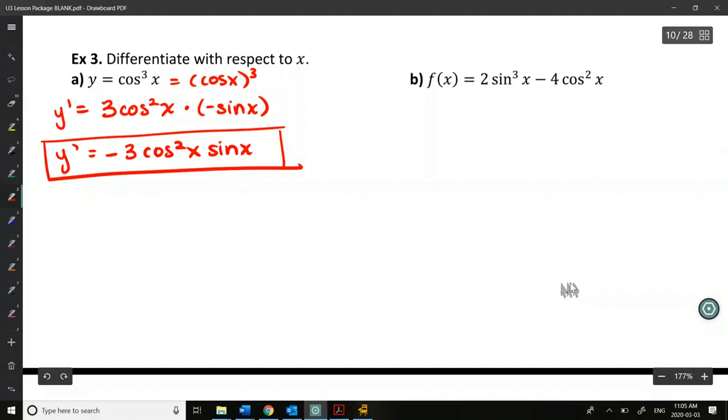Why doesn't sine go to the front? You can move it to the front if you want. Coefficients go first, and then if you want to write it as sine x times cos squared x, that's fine as well. Doesn't really matter.